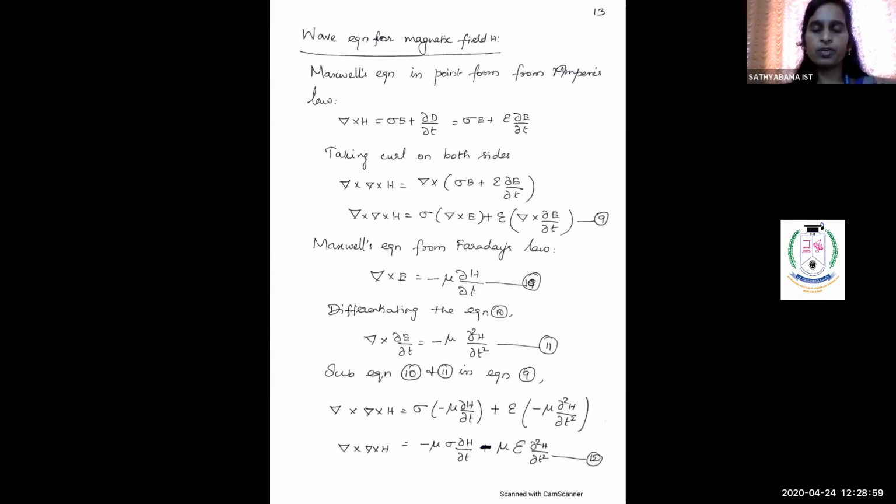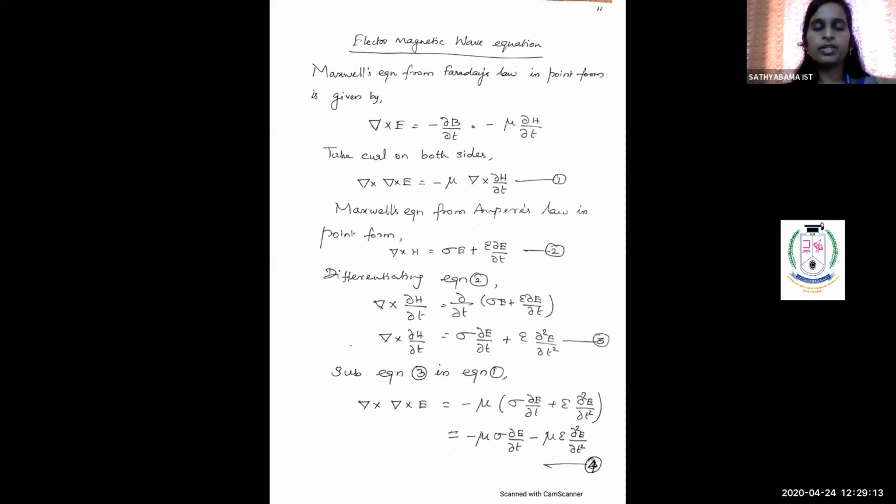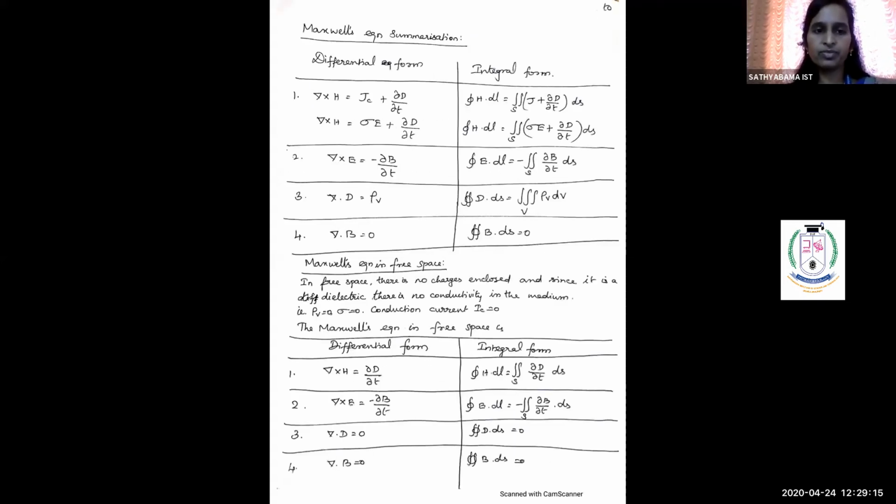Next part, what we are going to see is the wave equation for magnetic field. That is, for magnetic field H, we are going to derive. This is the second part of the electromagnetic wave equation. So, for deriving this, what are all the equations we are going to take from Maxwell's equations? I told you that we have 4 equations, Maxwell's equations 1, 2, 3 and 4. In this we are going to take the 1st, 2nd and 4th equations.